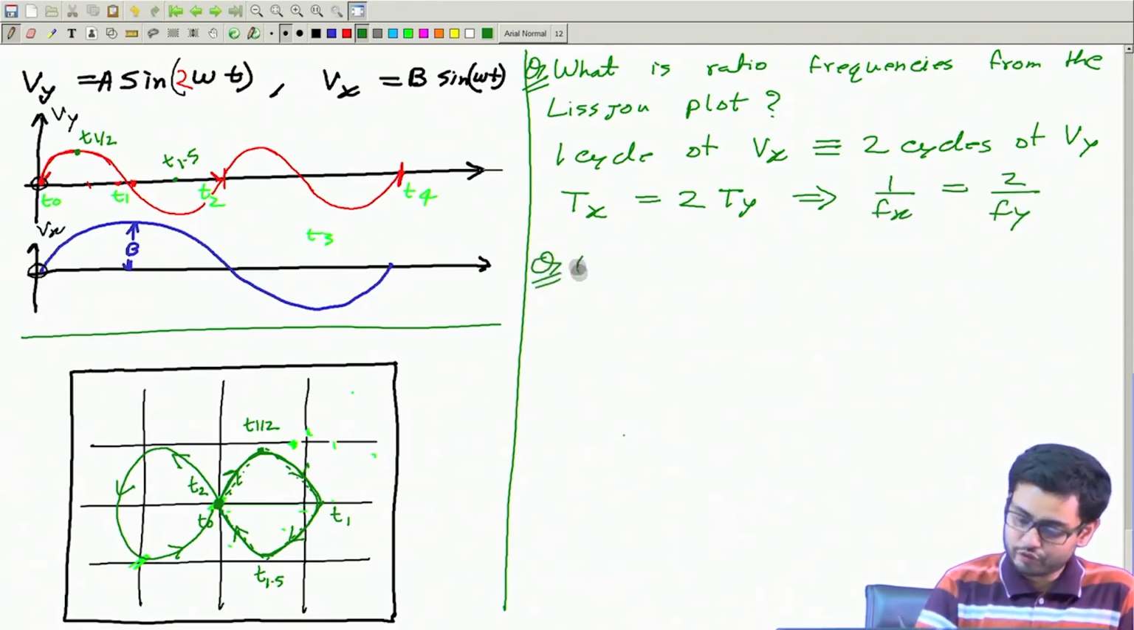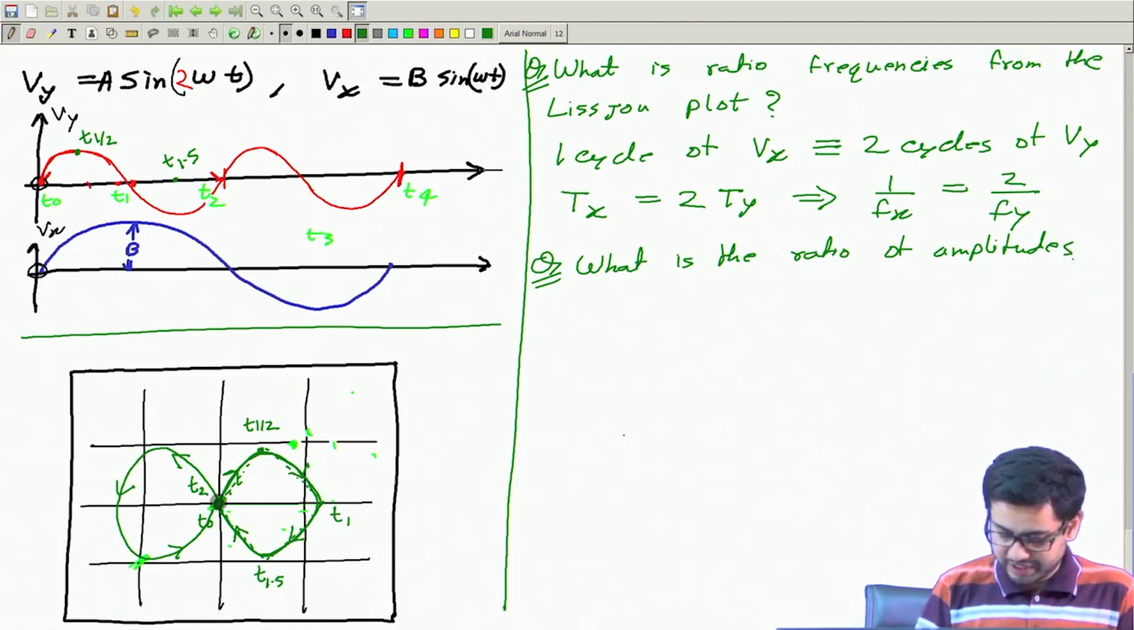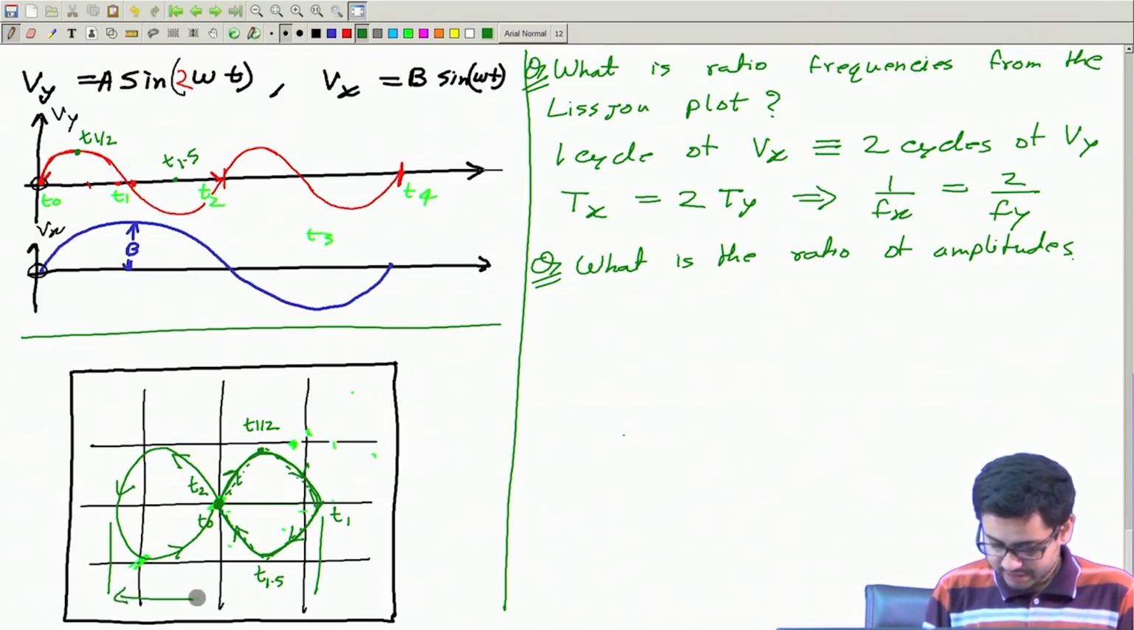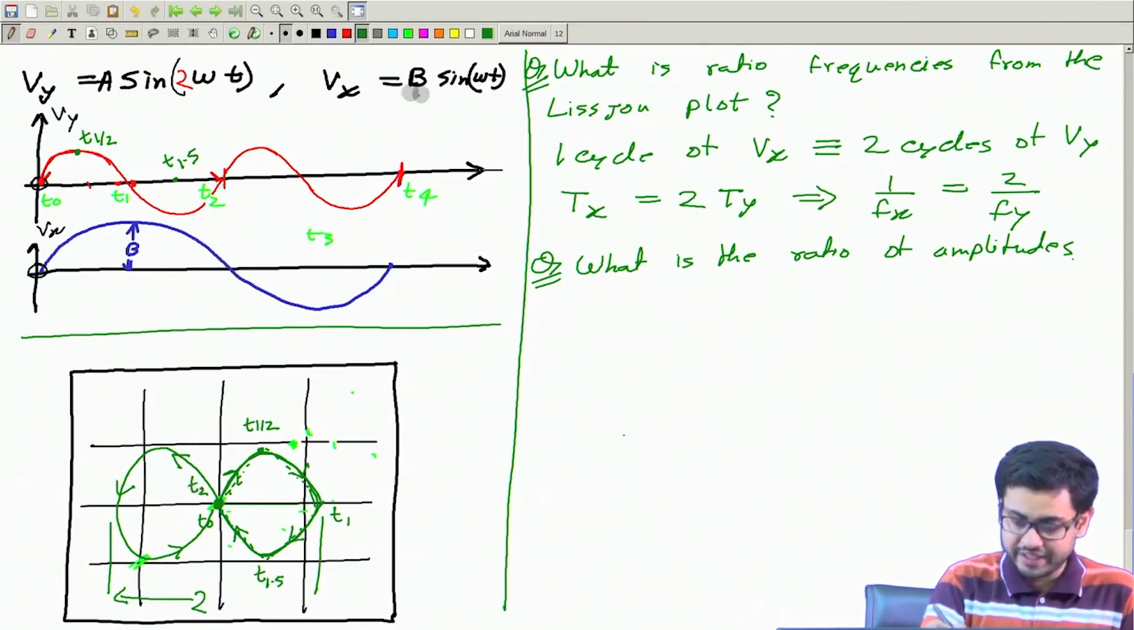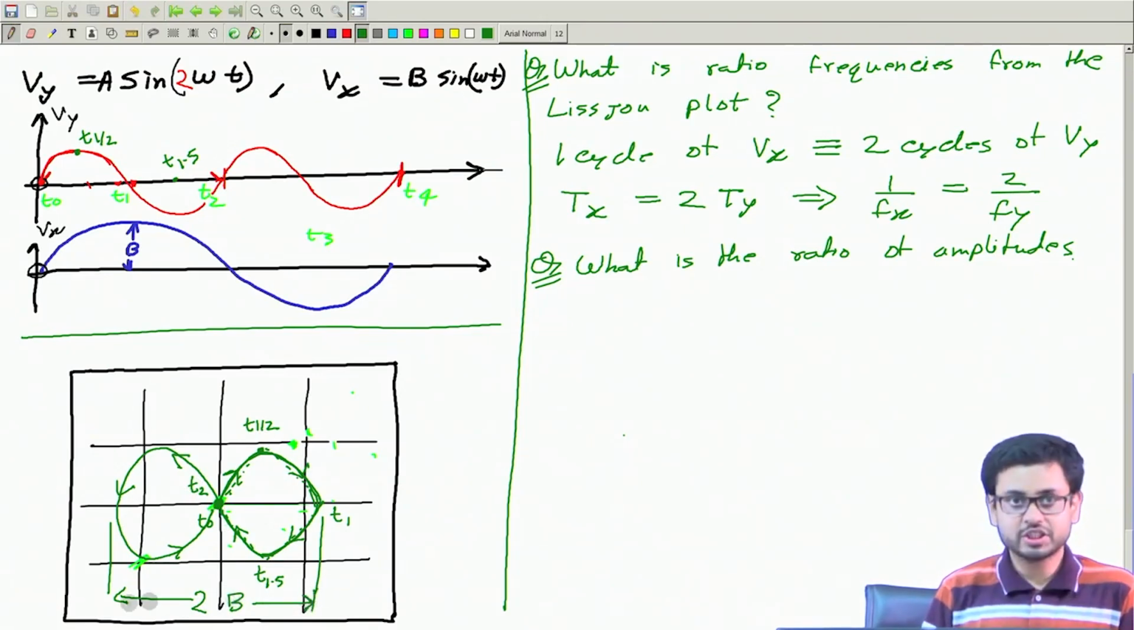Now, what is the ratio of the amplitude? You see, the amplitude of the x signal is how much? So in the x direction, I am moving this much. So this is 2 times b.